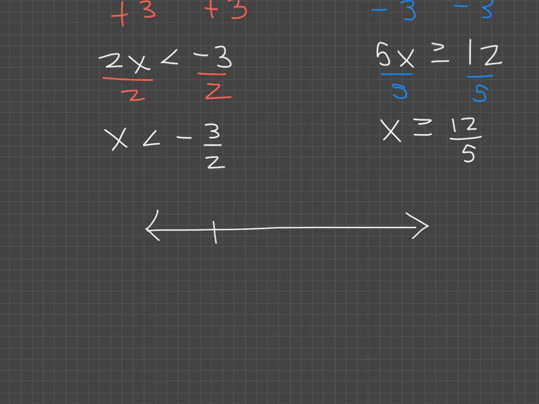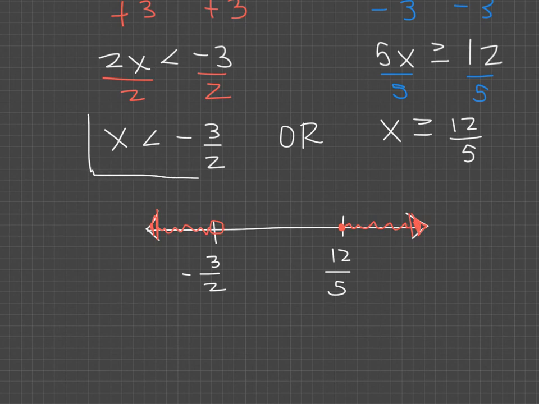So let's put those on a number line. Here's negative 3/2. Here's 12/5. If we put on x less than negative 3/2, we're not going to include that. We're going to go to the left because it's less than. And for x greater than or equal to 12/5, we are going to include it and then shade everything to the right because it's greater than. Now, we cannot have one number that satisfies both of those things. So that's why it's an or. So our solution is that x is less than negative 3/2 or x is greater than or equal to 12/5.